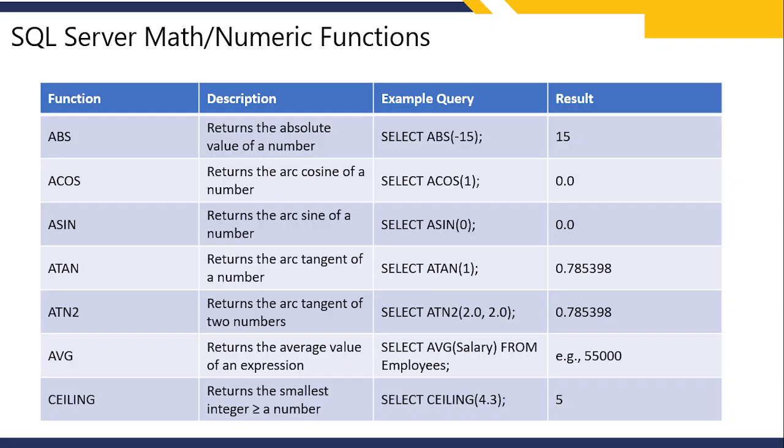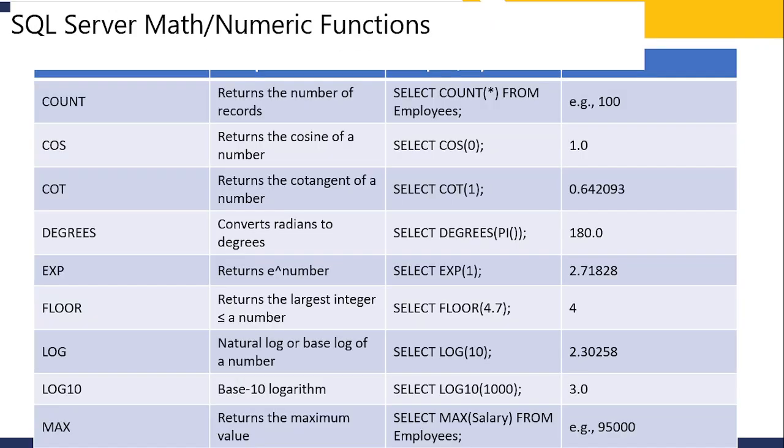Average salary from employees can be calculated on a particular column. Ceiling will always give me the higher value, like 4.3 will give me 5. Count will help to return the number of records. So count star will give me the number of records that are there.